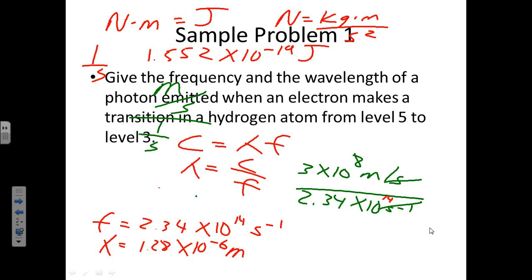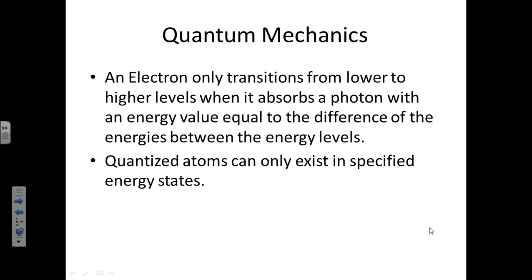So essentially, we'll do another problem in a minute. A couple other quick points. In the field of quantum mechanics, dealing with these packets of energy, an electron only transitions from lower to higher levels when it absorbs a photon with an energy value equal to the difference of the energies between the energy levels. Now let's think about that for a minute. There's a lot of words there.